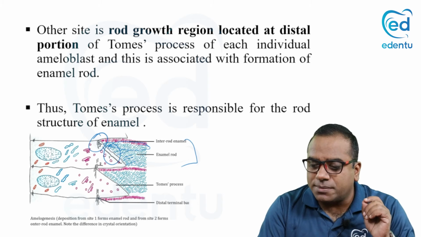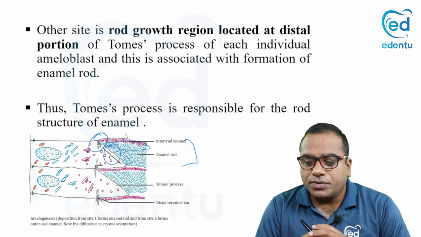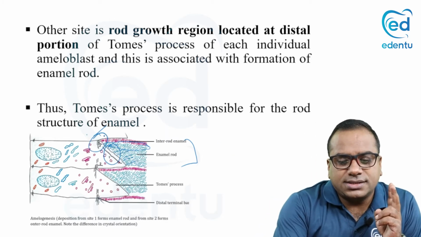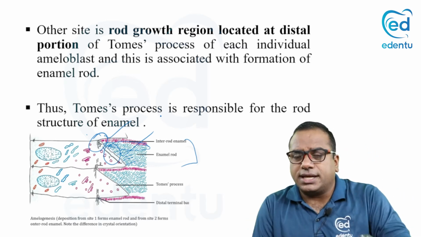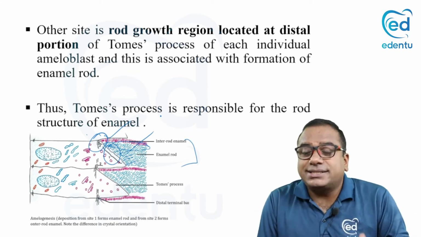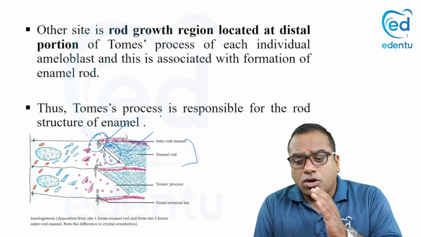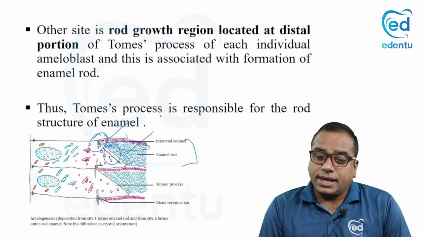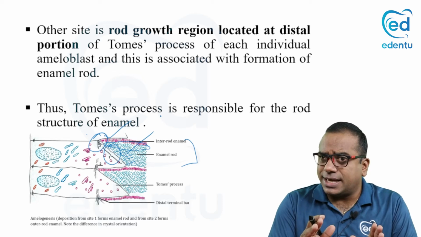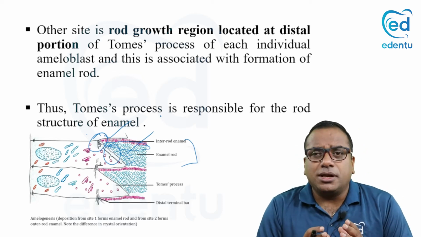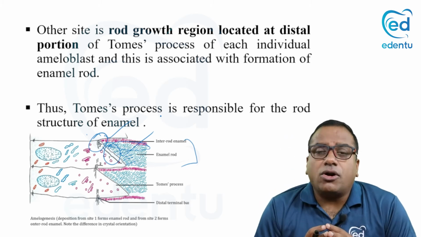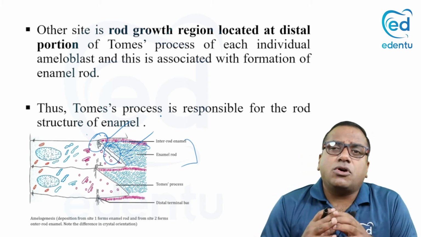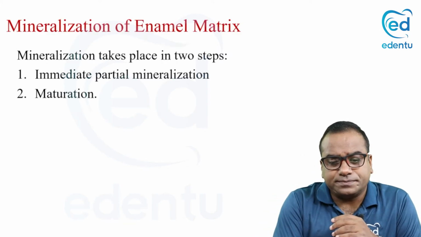Deposition from the proximal end precedes the deposition from the distal surface. You have site number 1, site number 2. Site number 1 precedes the deposition from site number 2. Therefore, the rod enamel is deposited into a pit created by the adjacent interrod enamel. Basically, next to the distal terminal bar there is a site from where interrod enamel is deposited, and from the distal surface the enamel rod is liberated out.